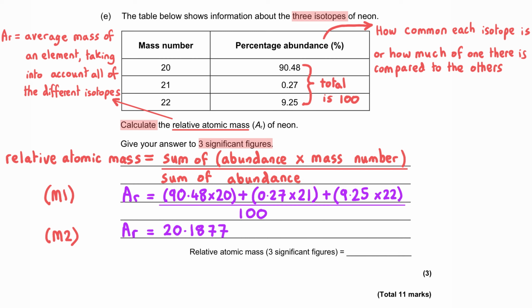20.1877. Since we've been asked to give this value to 3 significant figures, we need to remove the 877, but the 8 makes us have to round up the previous digit, and so that was a 1, it gets rounded up to 2, and so our final answer is 20.2 to 3 significant figures.